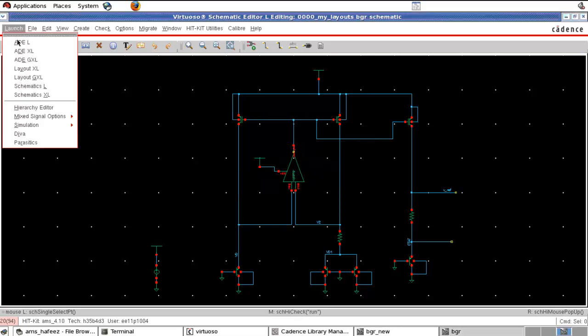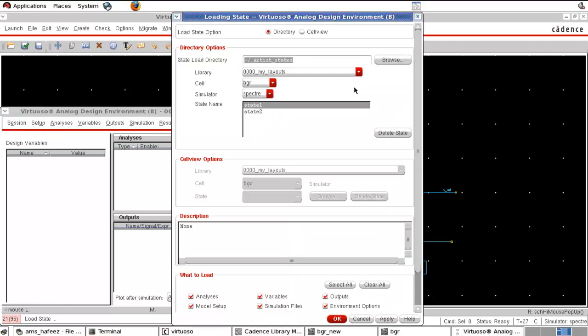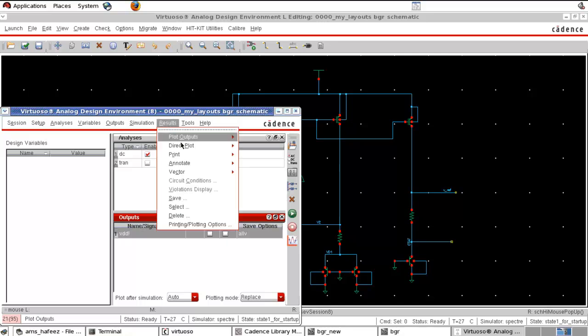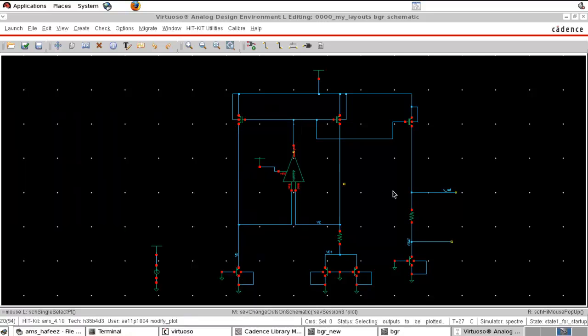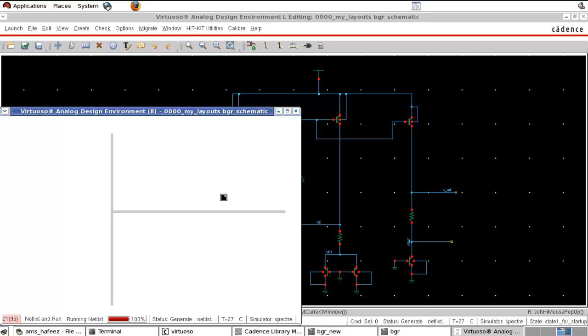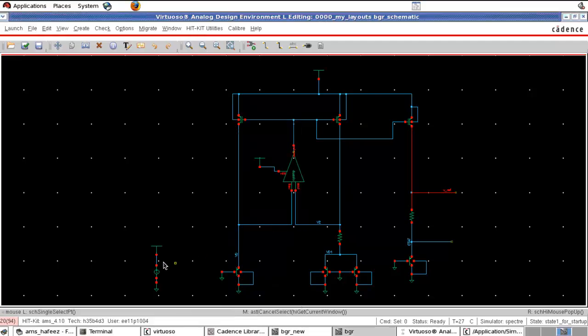Let's start the ADE, and now I am loading the state that we previously saved. This is the state that we saved. So first I am doing the DC analysis. The output to be plotted is the reference voltage here. So let us run the simulation. It is working fine for the DC analysis. You can see the bell shaped reference curve here.